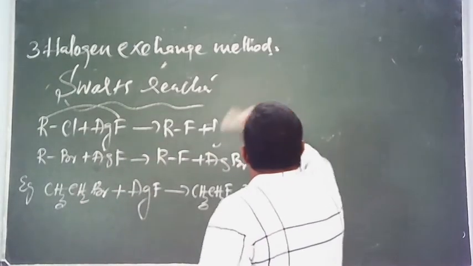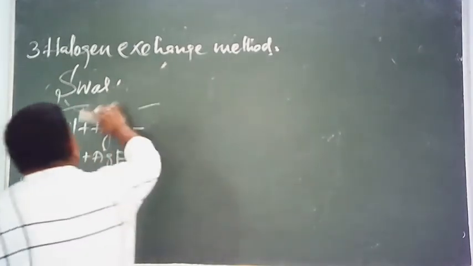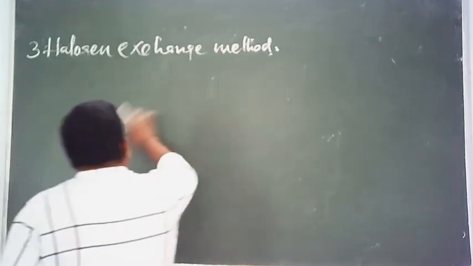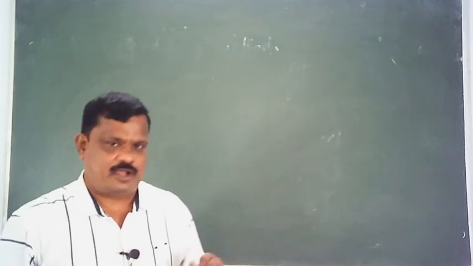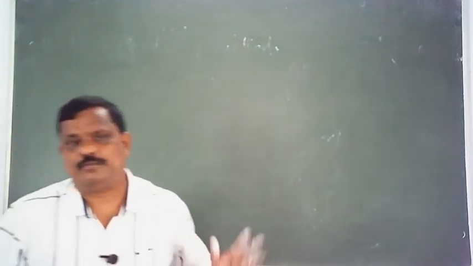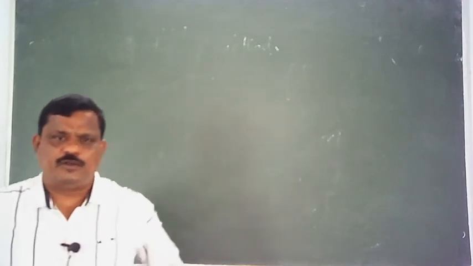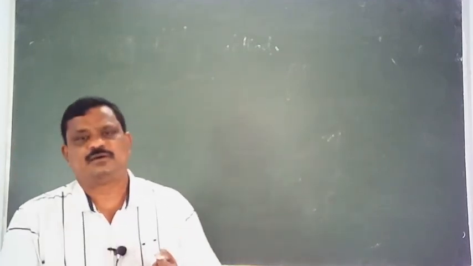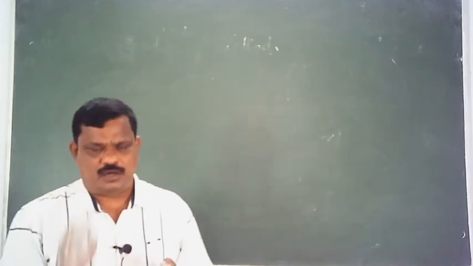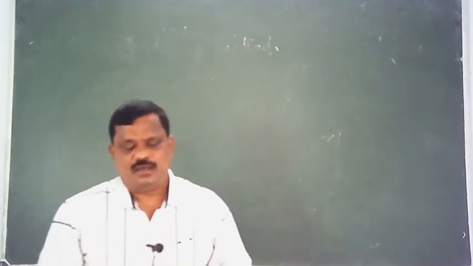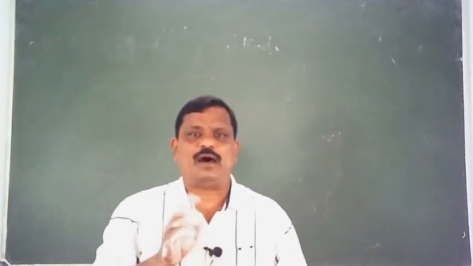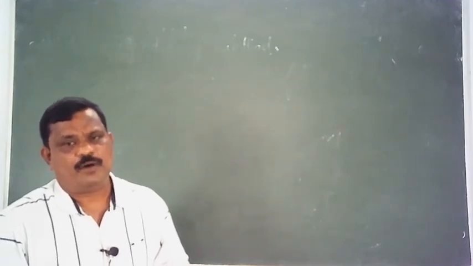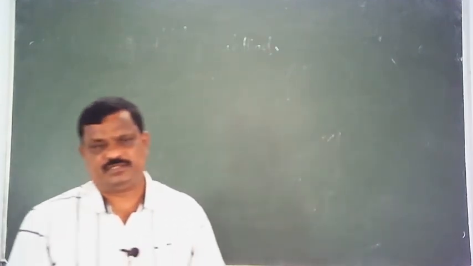So far we went through the methods of preparation of alkyl halides or haloalkanes. We studied three methods. Let me give the summary. First is preparation of alkyl halides from alcohol. Second is preparation from hydrocarbons, that is from alkanes and alkenes. Third is by halogen exchange methods.